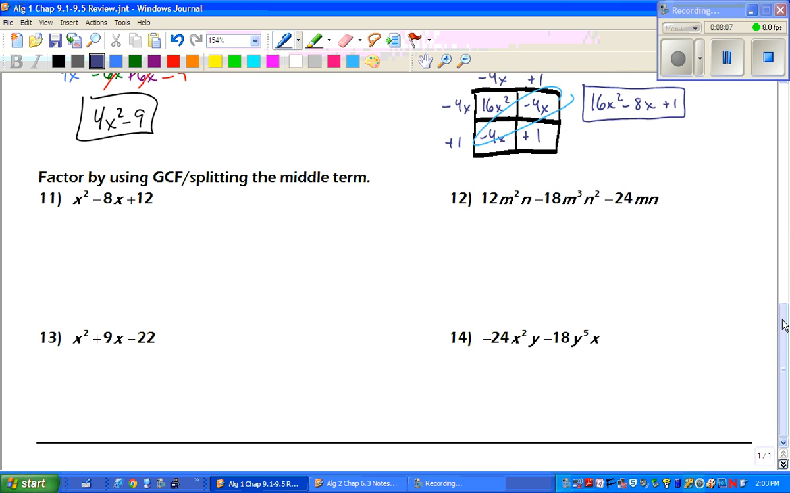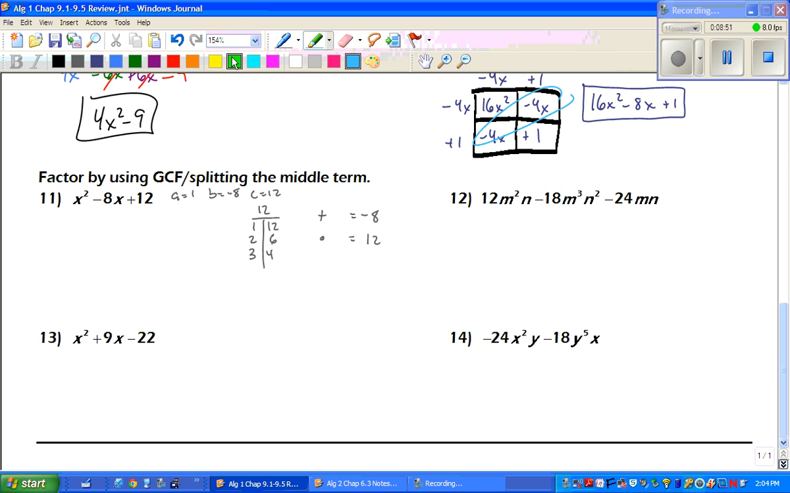Okay. Factor by using the GCF or splitting the term down the middle. Now, anytime we split the term, that's when we have a quadratic trinomial, okay? So like for problem number 11, where you would want to know a equals 1, b equals negative 8, c equals 12, we would do the multiples of 12, and I would want to know what numbers add up to give me negative 8, but multiply to give me a positive 12.